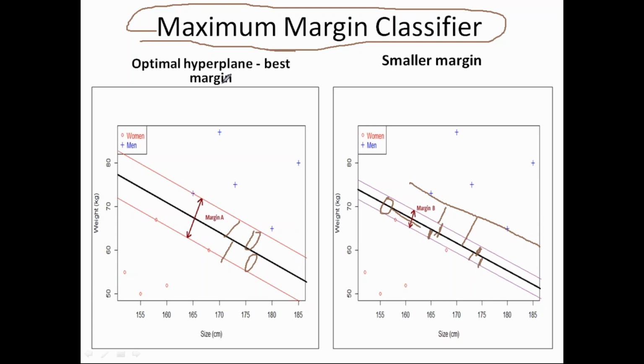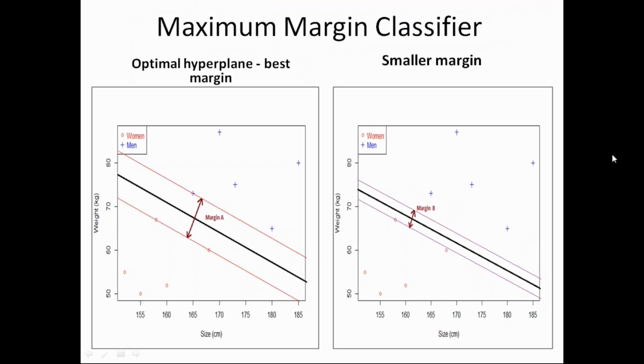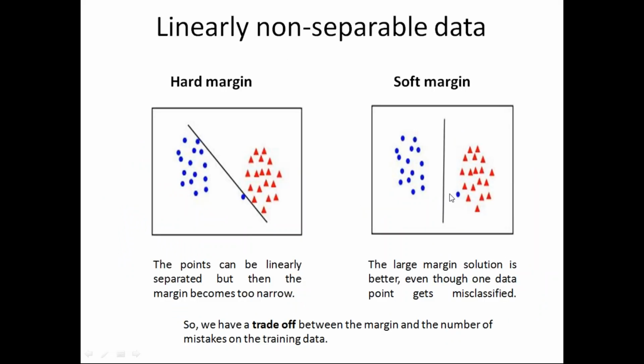Now I will come to examples where we have a trade-off between keeping the margin maximum and getting better accuracy. I will come to that discussion also. But as of now, in the ideal condition, you just remember that SVM has maximum margin. Okay. So now we are coming to that discussion.